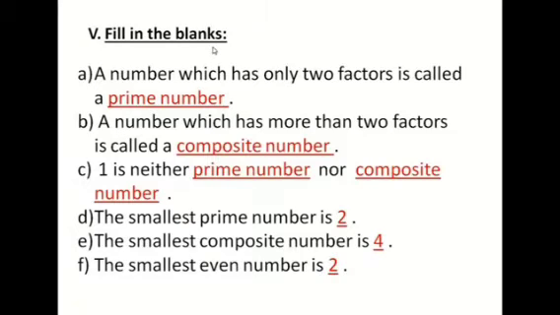Fifth main, fill in the blanks. A. A number which has only 2 factors is called a prime number. B. A number which has more than 2 factors is called a composite number. C. 1 is neither a prime number nor a composite number. D. The smallest prime number is 2. E. The smallest composite number is 4. F. The smallest even number is 2.